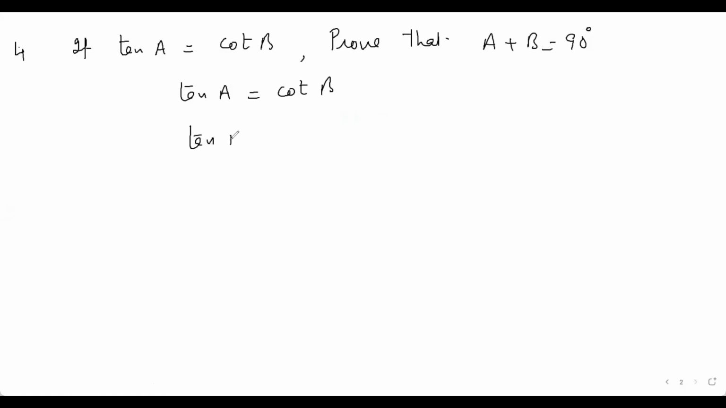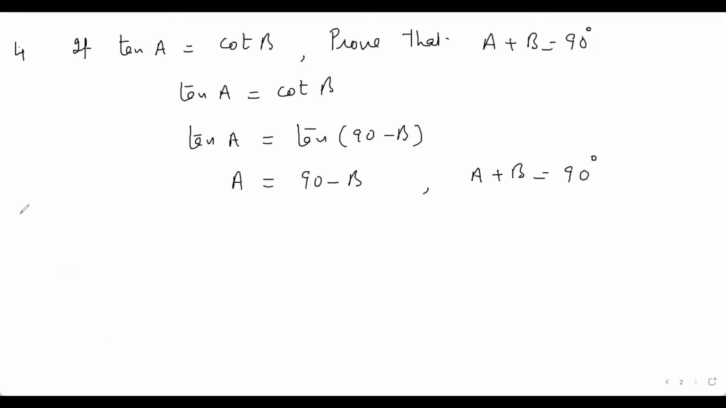Fourth question is, if tangent a is equal to cot b, prove that a plus b is 90 degree. Now tangent a is equal to cot b. Tangent a, now I am going to change this. This can be written as tangent 90 minus b. Tangent 90 minus b is cot b. So if tangent a is equal to tangent 90 minus b, then a is equal to 90 minus b. Then a plus b is equal to 90 degree.